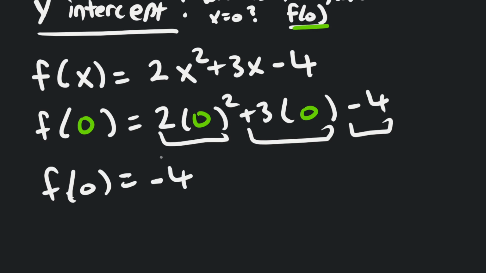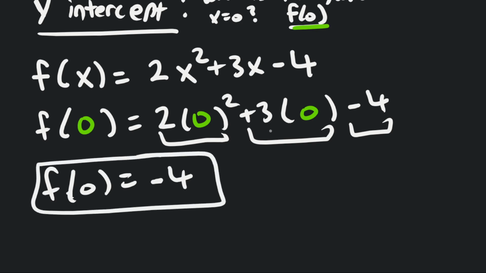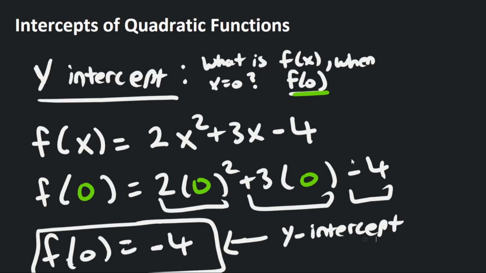So f of 0 is negative 4, and that means our y-intercept is negative 4. Negative 4 is the y-intercept of this quadratic function. So that's how you find the y-intercept. It's basically f of 0. What is f of x, or where does it land on the y-axis when the x value is 0?